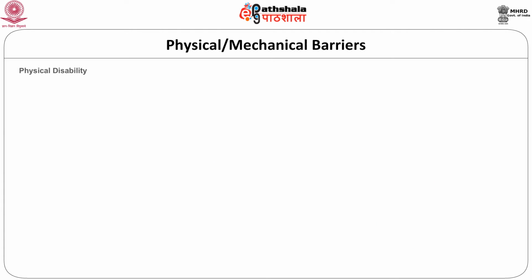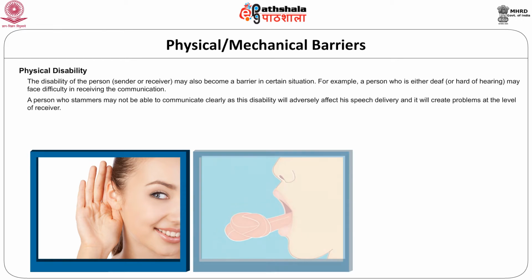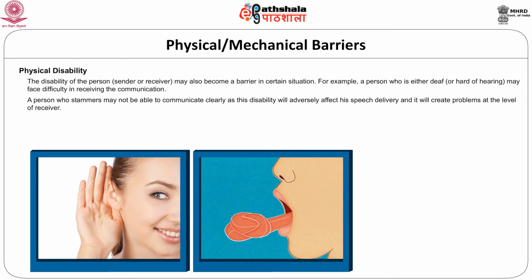The second barrier is physical disability. The disability of the person, whether he is a sender or receiver, may also become a barrier in certain situations. For example, a person who is either deaf or hard of hearing may face difficulty in receiving the communication. A person who has the habit of stammering may not be able to communicate clearly, as this disability will adversely affect his speech delivery and it will create problems at the level of reception.